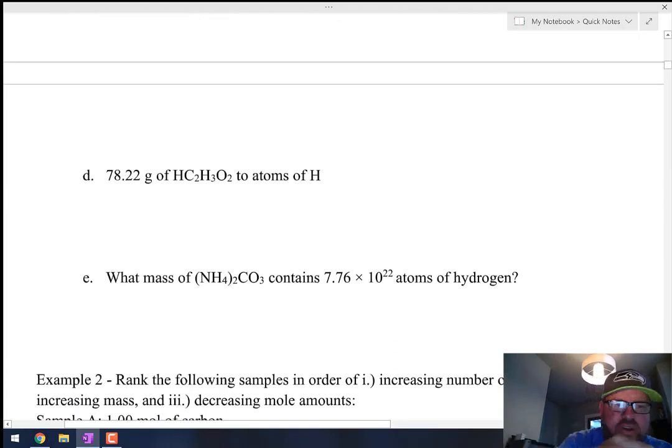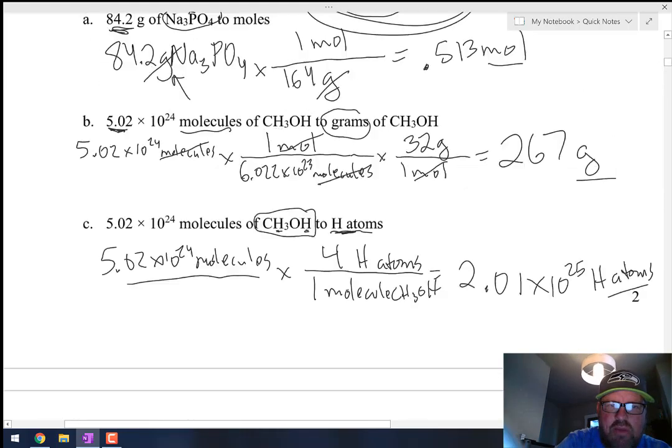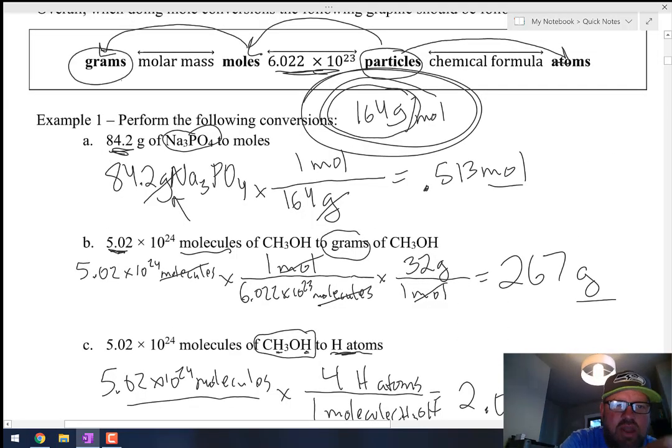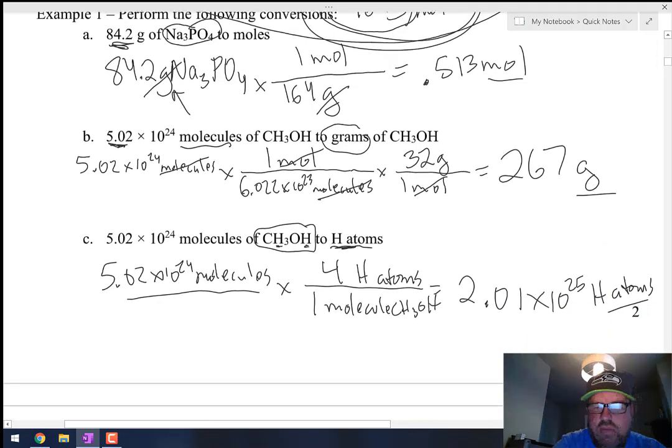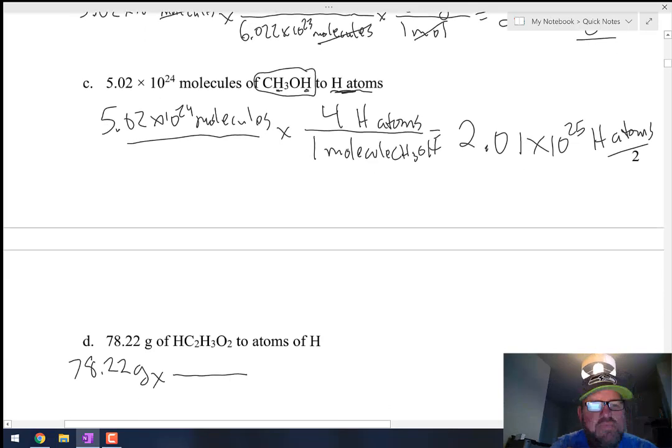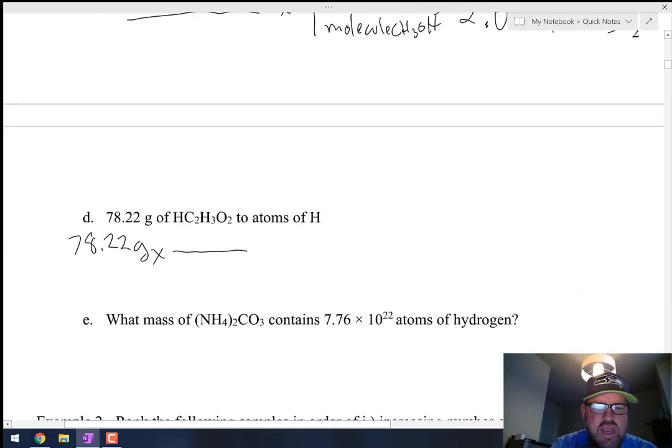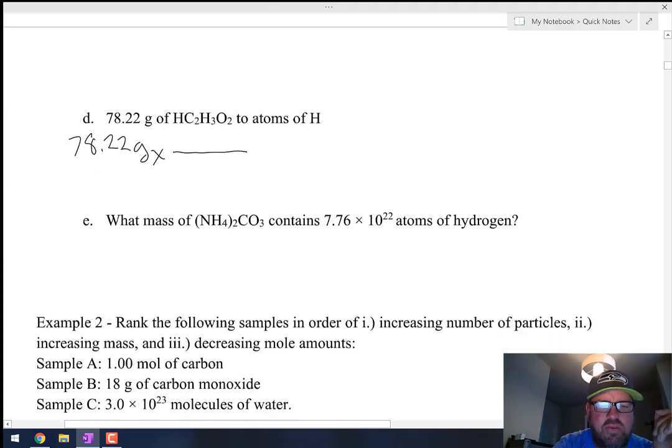Okay, this one's very similar, but now we're starting all the way back at grams. So this is a good one here that we're starting at the very beginning, and we have to go all the way. And what I mean by that is we're starting all the way here at grams, and we have to get all the way over here to atoms. So now might be a good time to pause and try to see if you can do it yourself, and then check and see if you get the same answer as me. And then you can verify and see what you did right or did wrong.